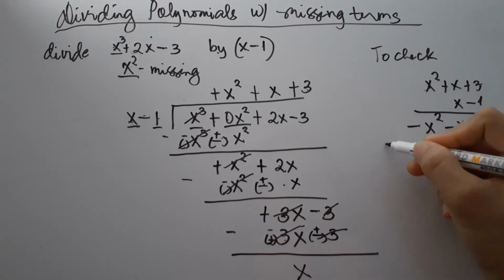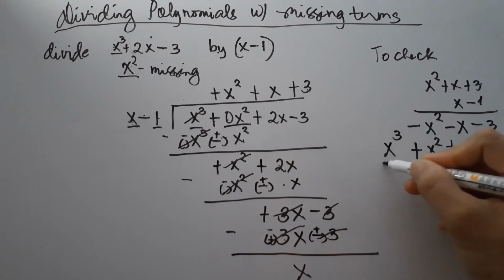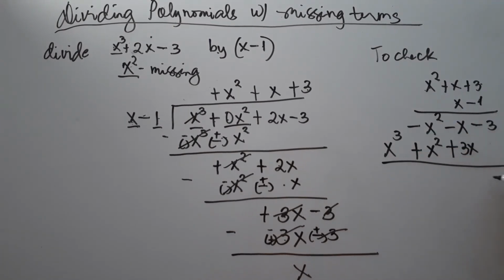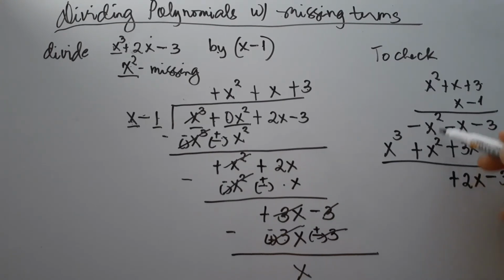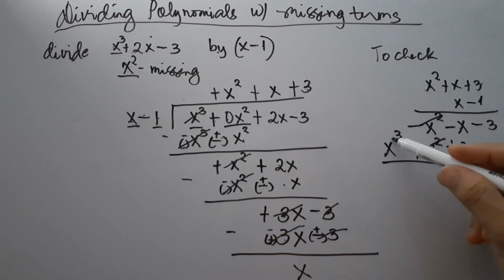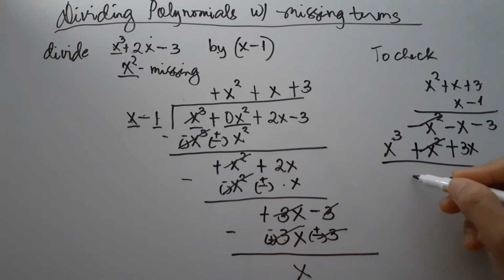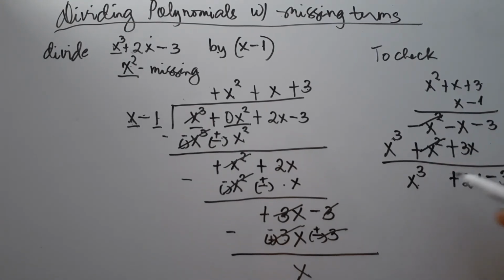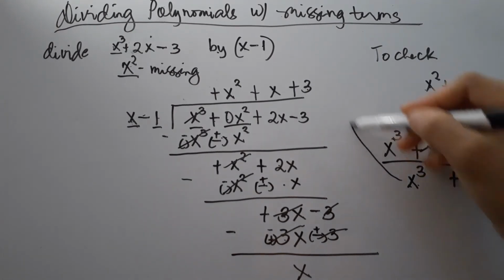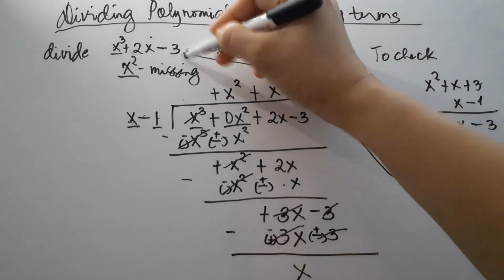x times x squared becomes x cubed. Remember to align the like terms, so negative 3. Then since it is unlike signs, 3 minus 1 becomes 2x. Then cancel out this one, then x cubed. So our quotient x squared positive x plus 3 is correct.